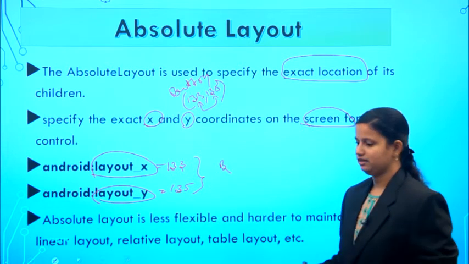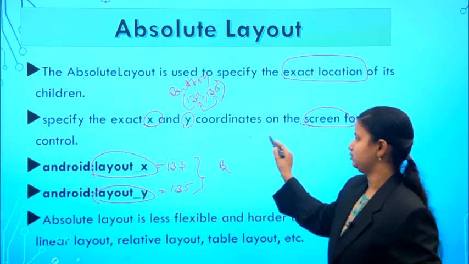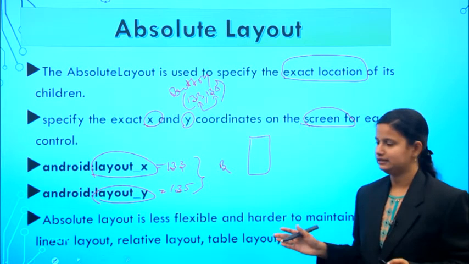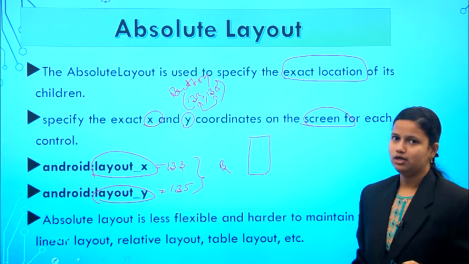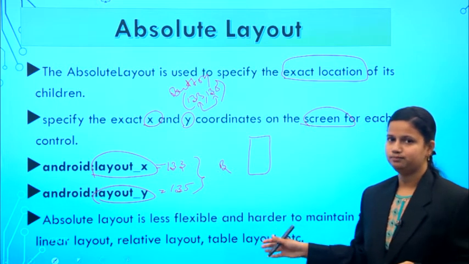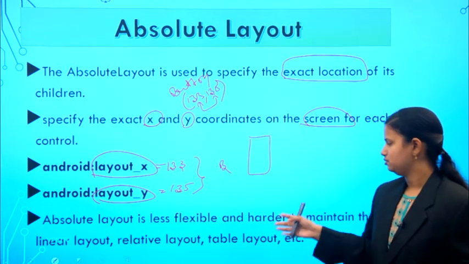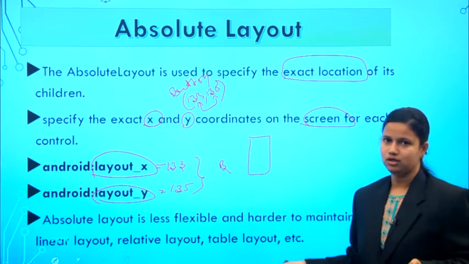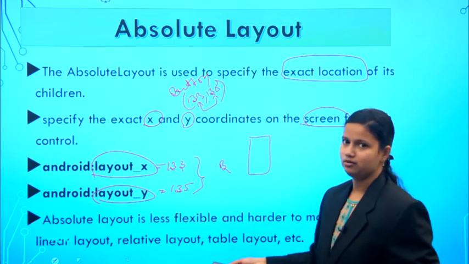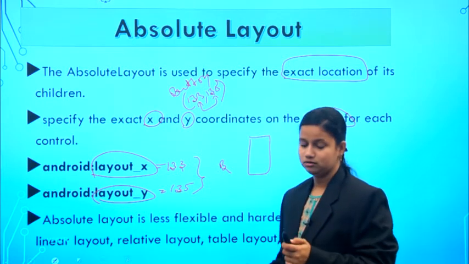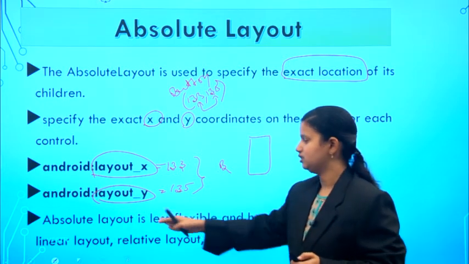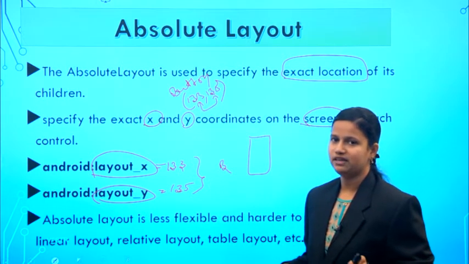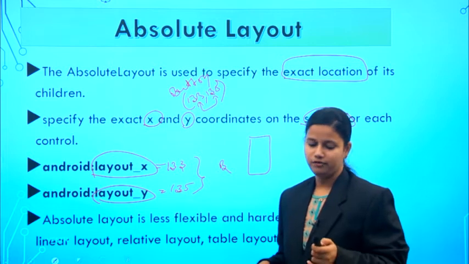So it is also less flexible. Why? Because if your screen needs to be changed, the exact location also has to be changed, so it is less flexible and is not used by all applications. So it is harder and less flexible than the remaining layouts. When you compare it with a linear layout or a relative layout, this is less flexible. That means the arrangement of the views will vary whenever the screen size is modified.